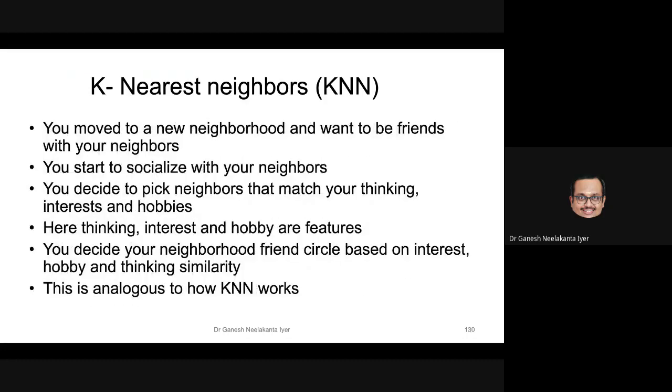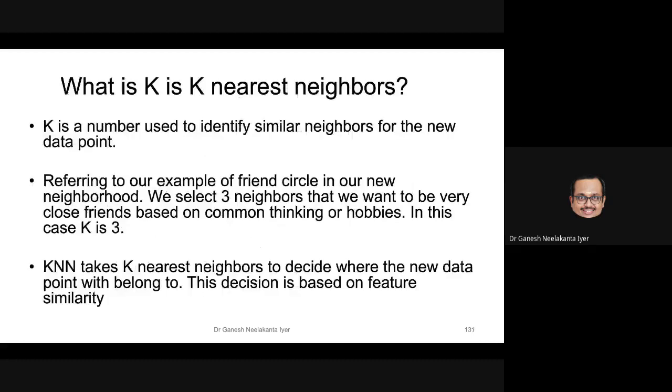So let's take an example. Assume you moved to a new neighborhood. You moved from your current city to a new city, and you want to find friends. You start socializing with your neighbors, right? Some people you will start talking, and some of them you will start seeing that there is a vibe, there is a frequency matching. Okay, they have similar interest as myself, or this person is really hard to talk to. You will start making such assumptions based on the interest, thinking, hobbies. And then you decide from that, okay, these are going to be my friends, my best friends. This is how K nearest neighbors algorithm works.